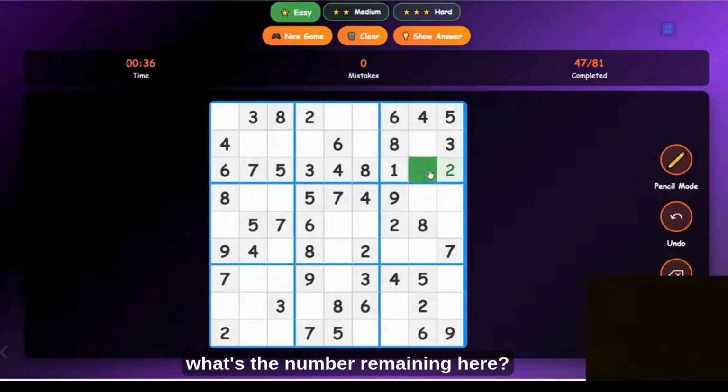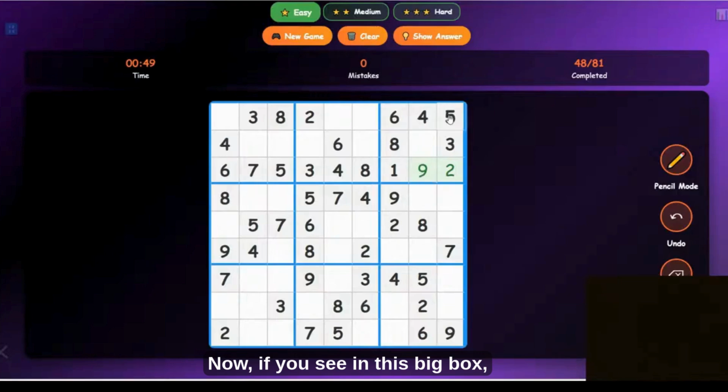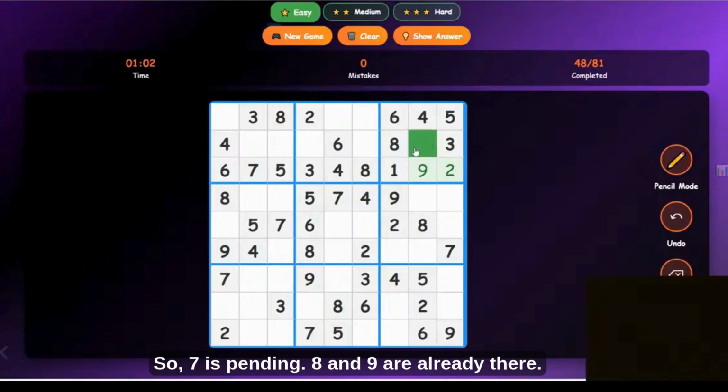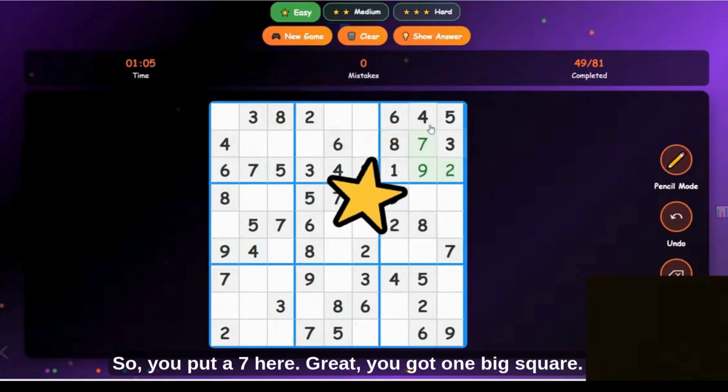Now what's the number remaining here? We have 1, 2, 3, 4, 5, 6, 7, 8 and 9. So 9 remains. Now if you see in this big box, you have only one square remaining. What will be that number? 1, 2, 3, 4, 5, 6. So 7 is pending. 8 and 9 are already there. So you put a 7 here. Great. You got one big square.